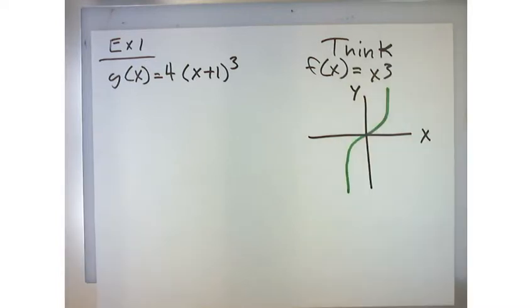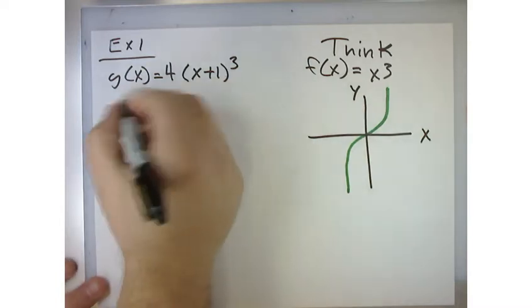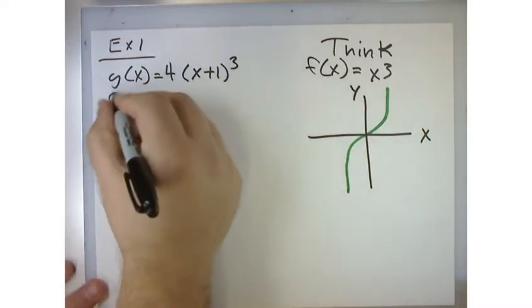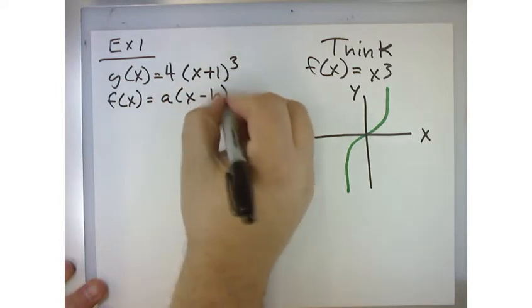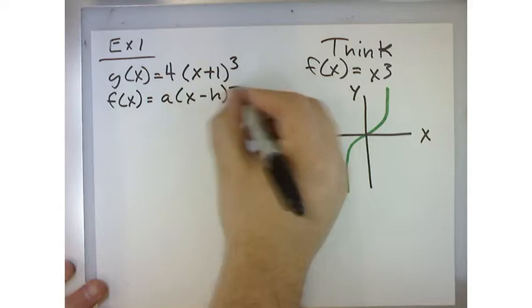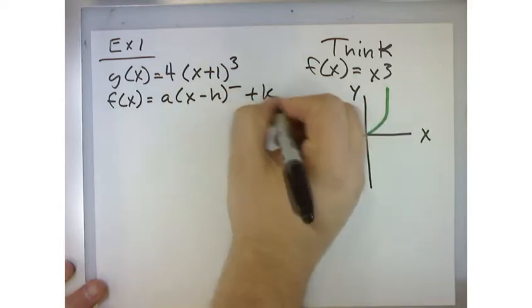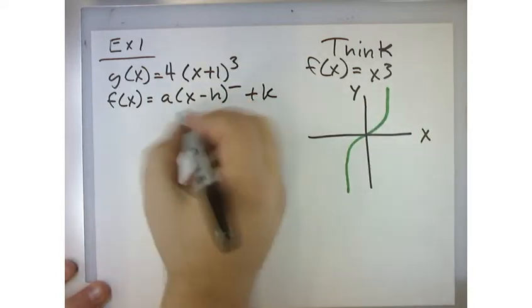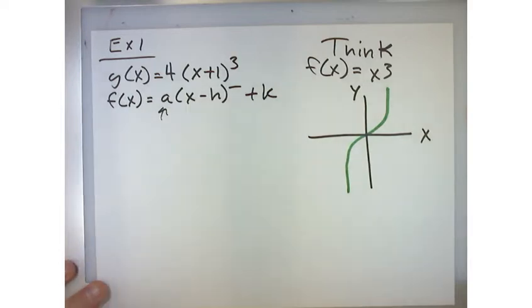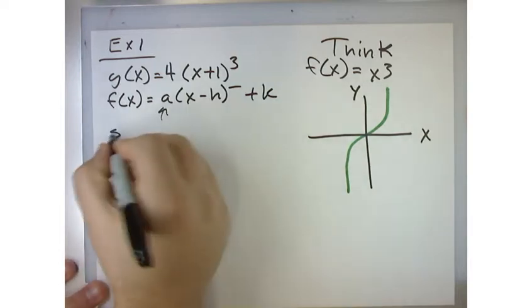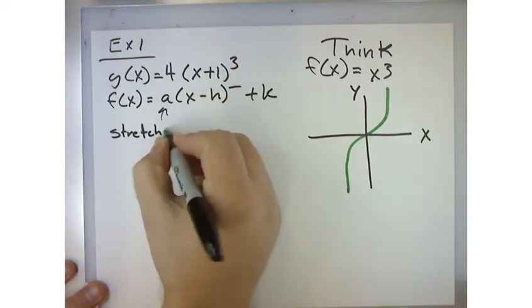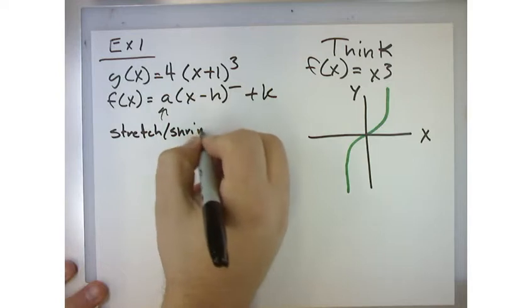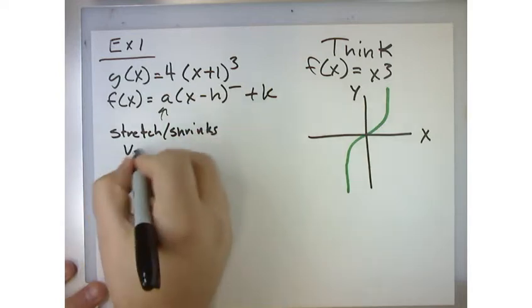Okay? And so now what does this whole thing do? So this is written in the form f of x is equal to a times x minus h raised to some power, and sometimes we have a plus k. And so what happens is a does what? We should know this by now. It either stretches or shrinks vertically.